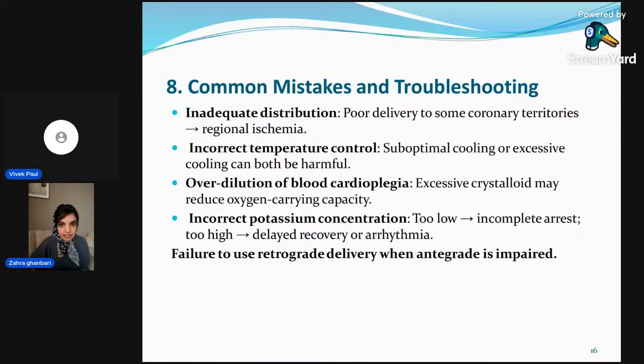I think it's the last slide, but before that I think it's better to talk a little about hemodilution, and after that I will finish my presentation. Hemodilution, by reducing blood viscosity, improves the uniform distribution of the cardioplegia solution in the myocardium and protects the heart from ischemia.